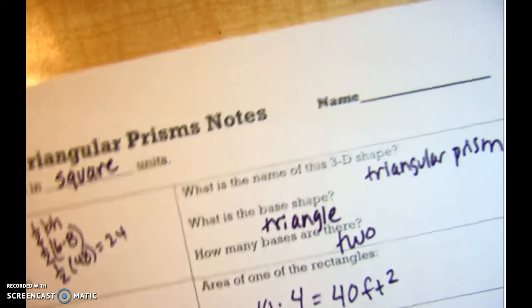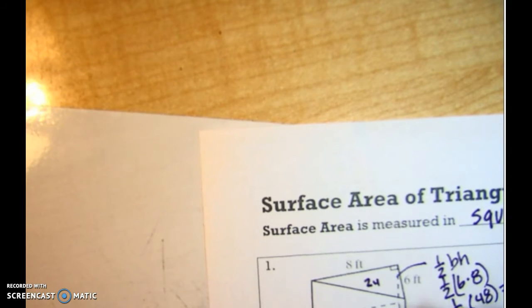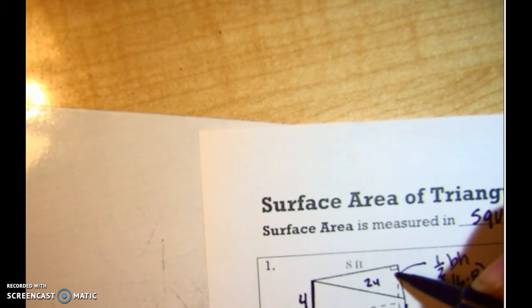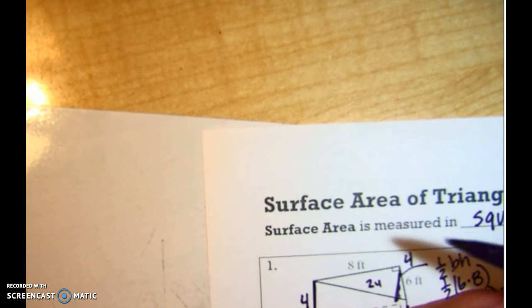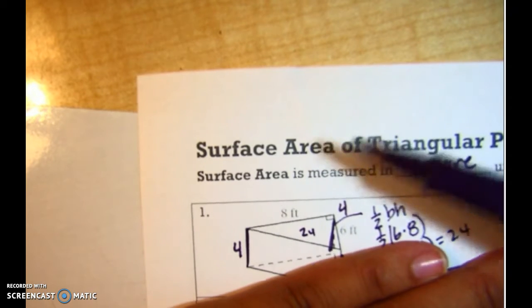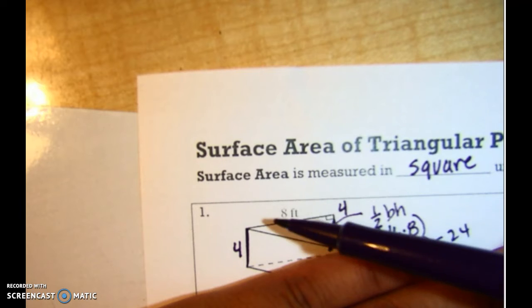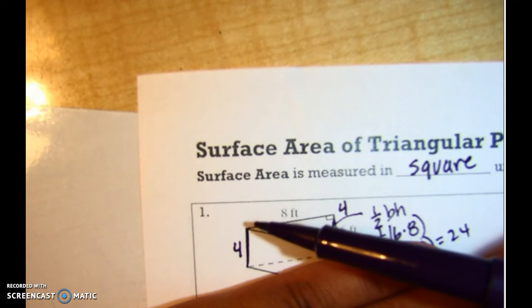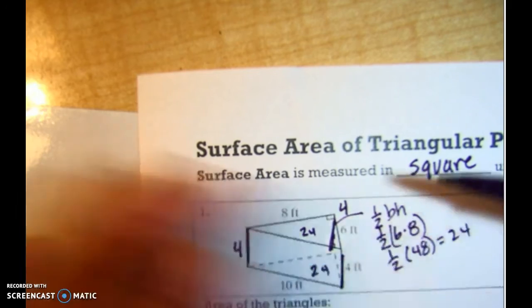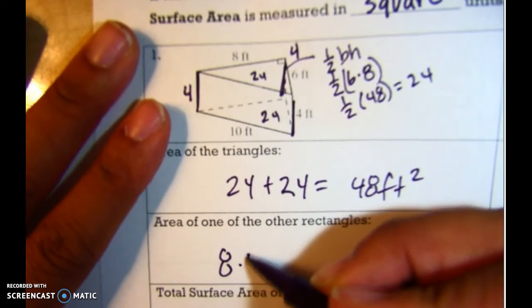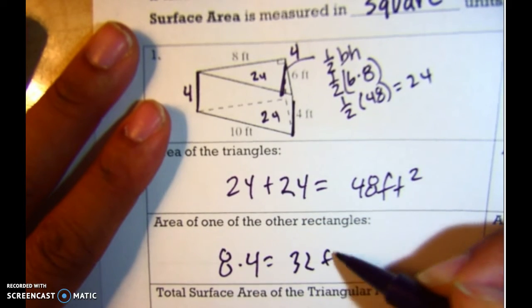Area of one of the other rectangles. Well, let's see here. All of these sides are 4. This is 4, this is 4. Back here, this dotted line is 4. So now I can look at this rectangle. I have 8 by 4. This rectangle back here is an 8 by 4. So I can do 8 times 4 is 32 feet squared.